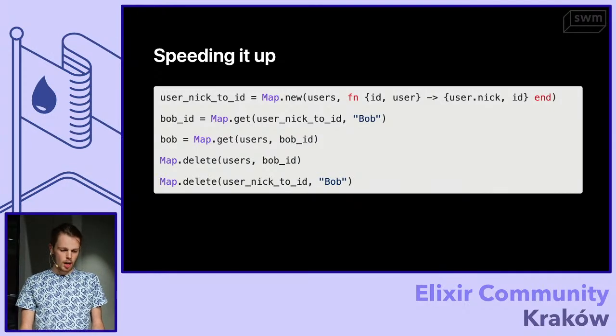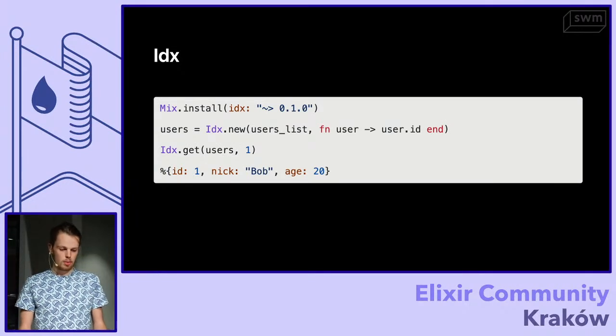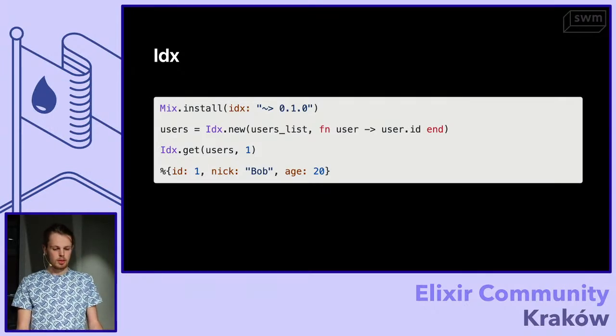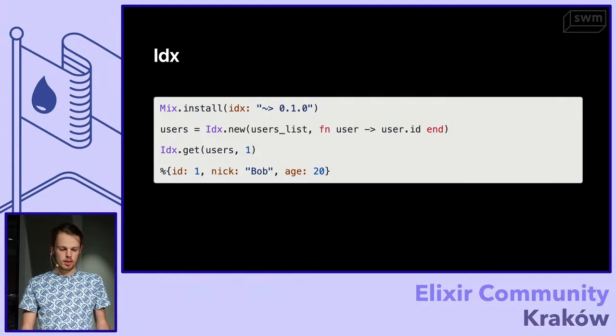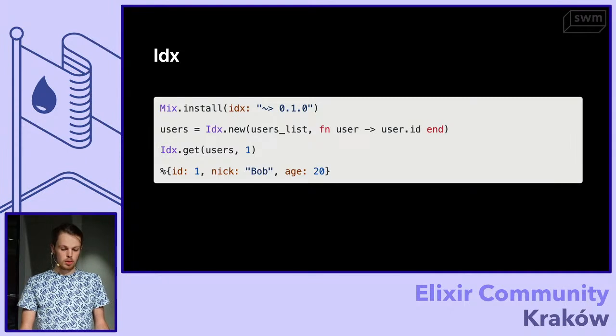So I had these exact problems a couple of times, so I created a simple library that tries to solve that. It's called IDX, and let's see how it can help. We can create an instance of IDX, passing a users list as we did before, and pass a lambda as we did before, but here it only returns the key, not any tuple, and it returns the key that is supposed to be used to access users. Then we can call IDX get just as we called map get, and it returned our user.